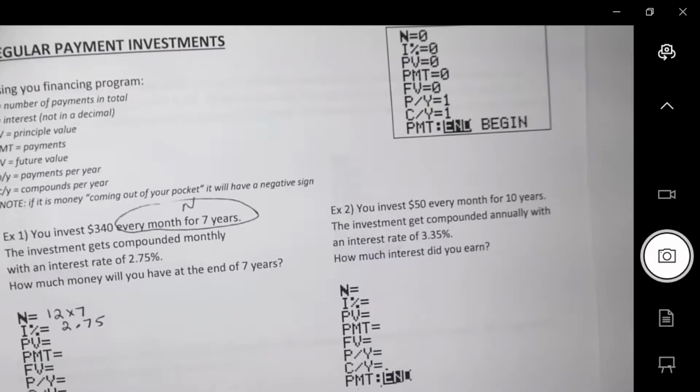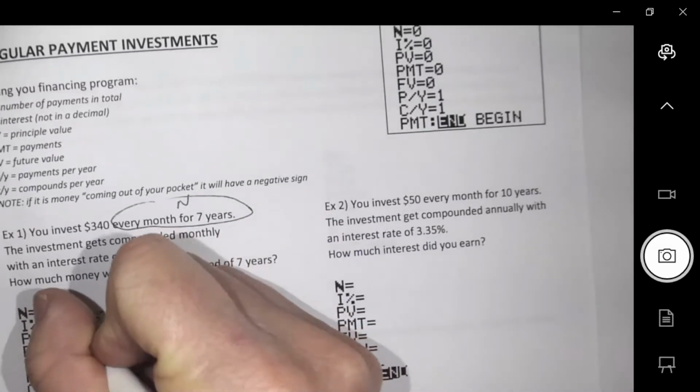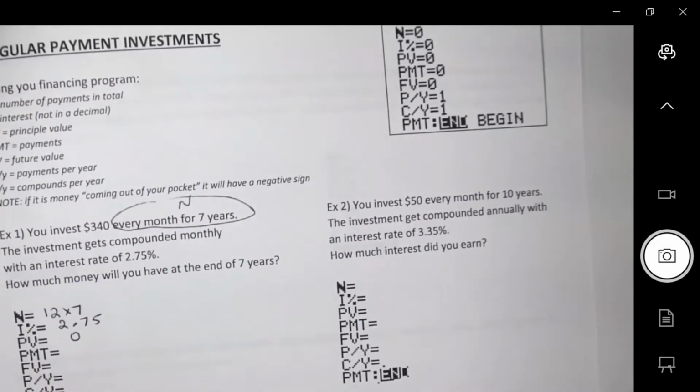Okay, PV stands for the present value. So how much money did we have when we started this thing? 0. We didn't have any money.